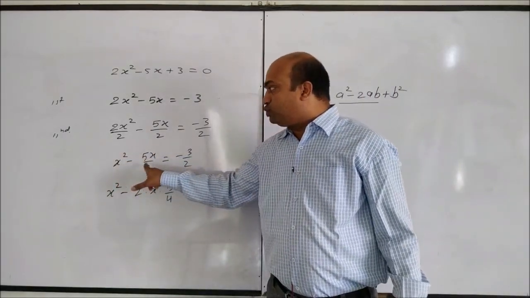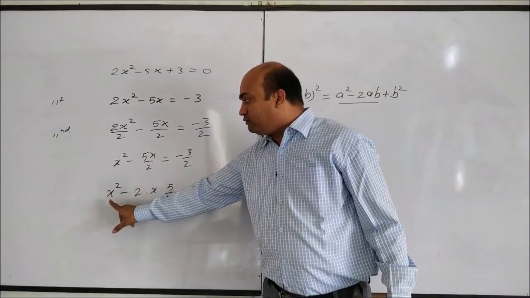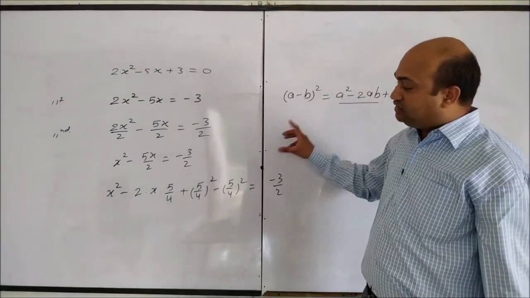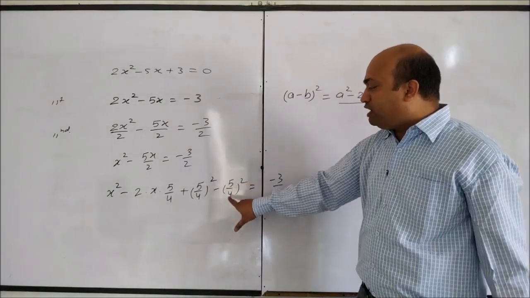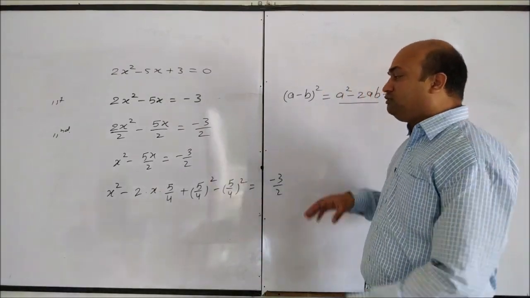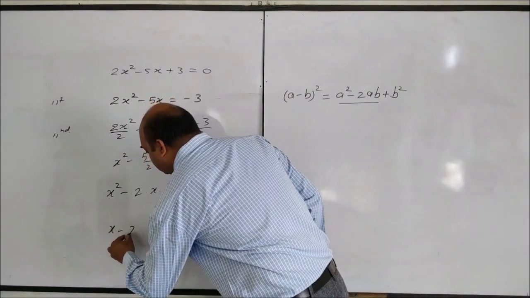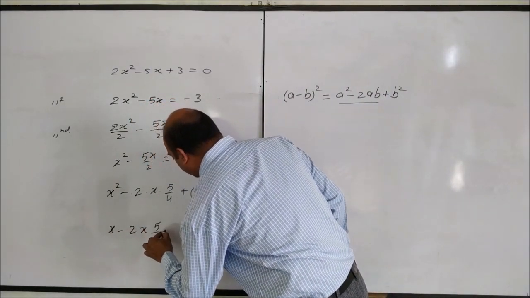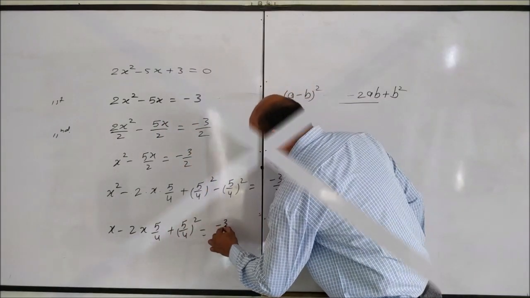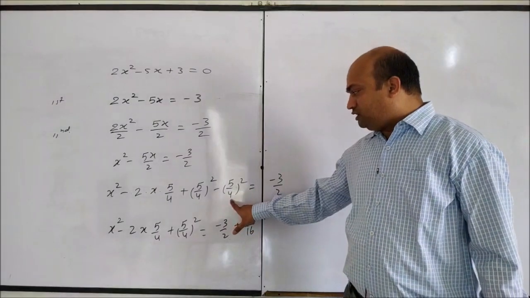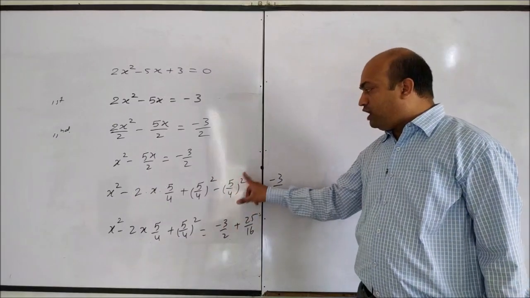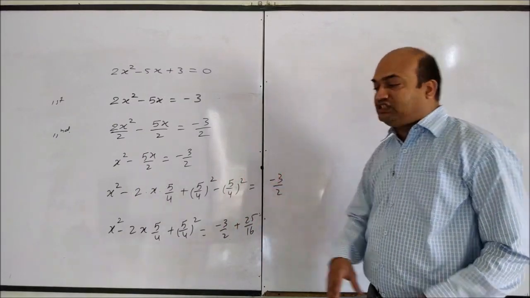That is, the first two terms we arrange in the form of a square minus 2ab plus b square, that is our identity. Now you see, this minus 5 by 4 whole square we shift here, because in the identity it is not required. So this we shift here. It will become x square minus 2 x into 5 by 4 plus 5 by 4 square is equal to minus 3 by 2. This term we shift here. This negative term, when we shift here, it will be positive. 5 square is 25 and 4 square is 16.